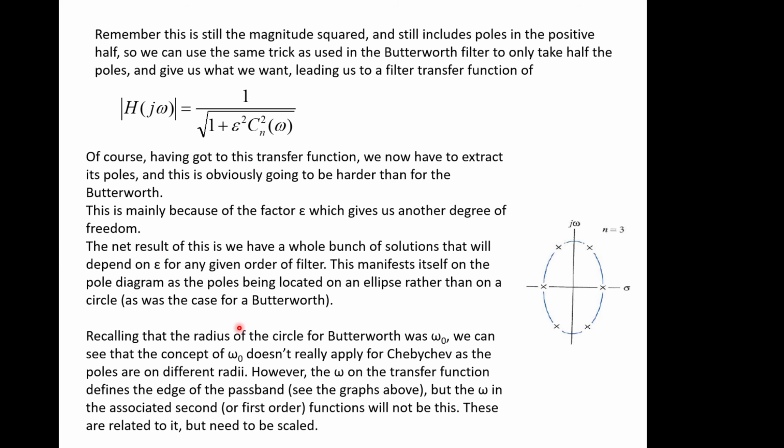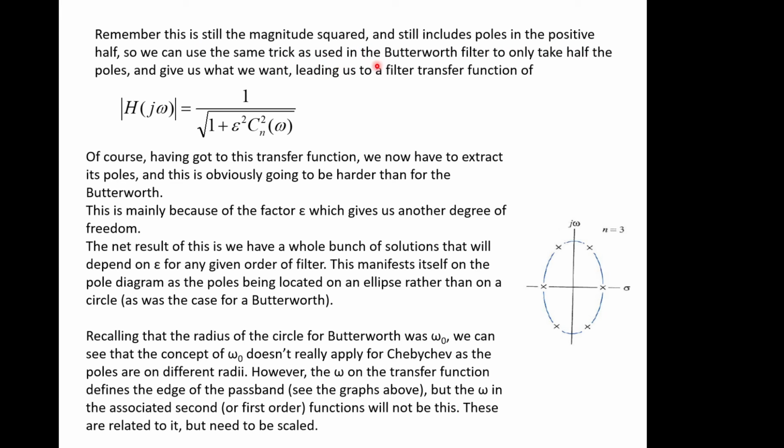Okay, so that allows us to understand at least why this polynomial is important, and how we've constructed this response from it. But we've still got to work out where the poles are to understand what's going on, and have a chance to implement it in the form of a circuit. So remember, this is still the magnitude squared. It still includes poles in the positive half.